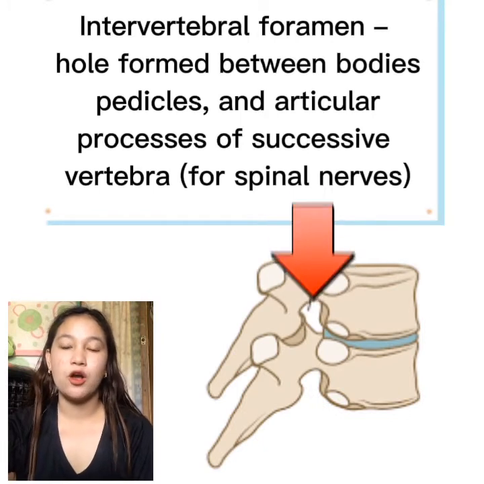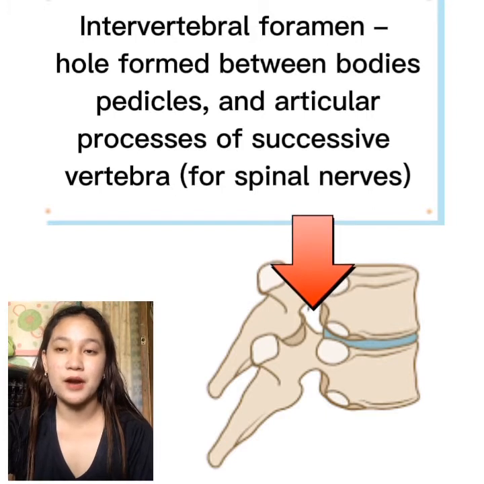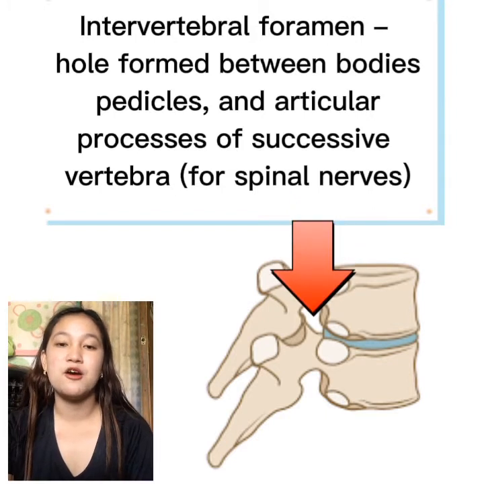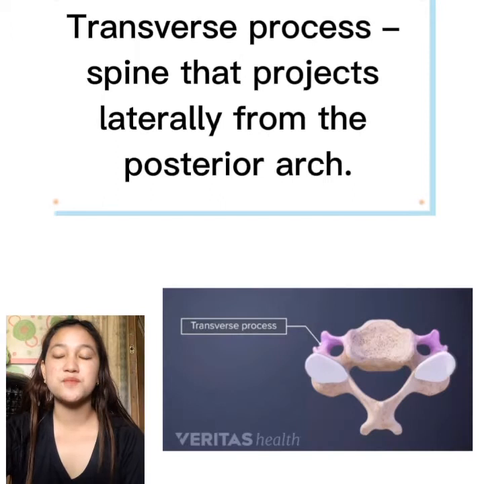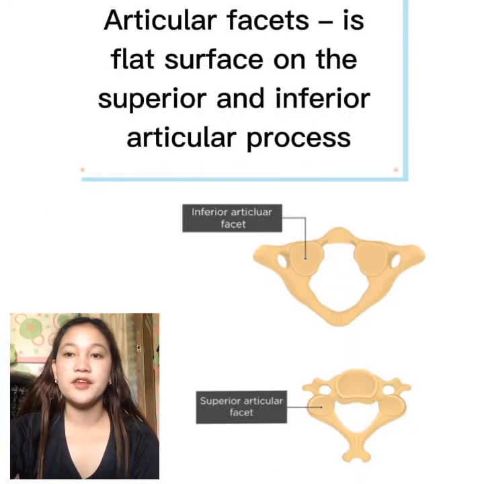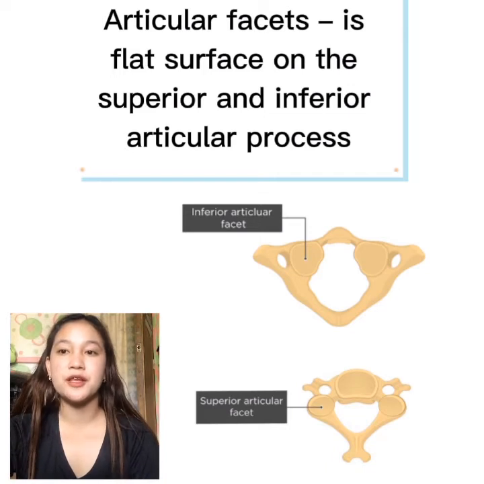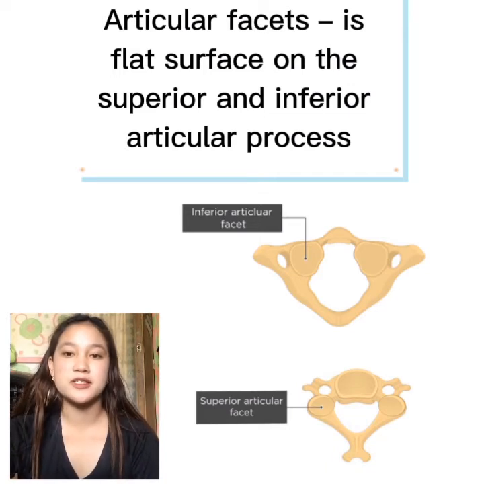Intervertebral foramen. Hole formed between the bodies, pedicles, and articular processes of successive vertebrae for spinal nerves. Transverse process. Spine that projects laterally from the posterior arch. Transverse foramen. Hole in the transverse process in cervical vertebrae only. Articular facets. Flat surface on the superior and inferior articular processes.